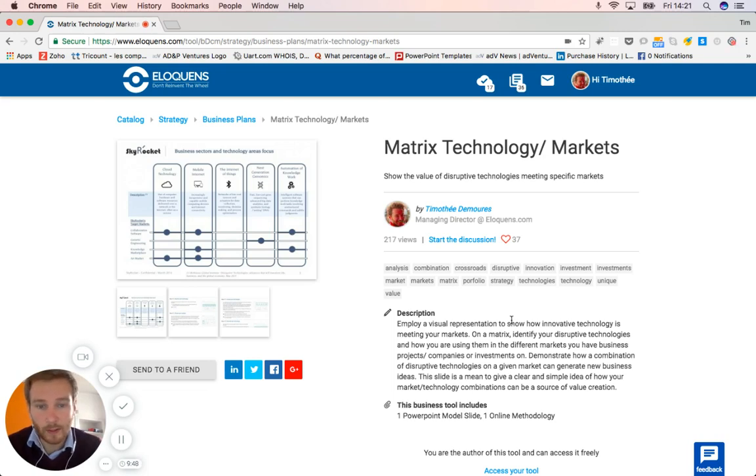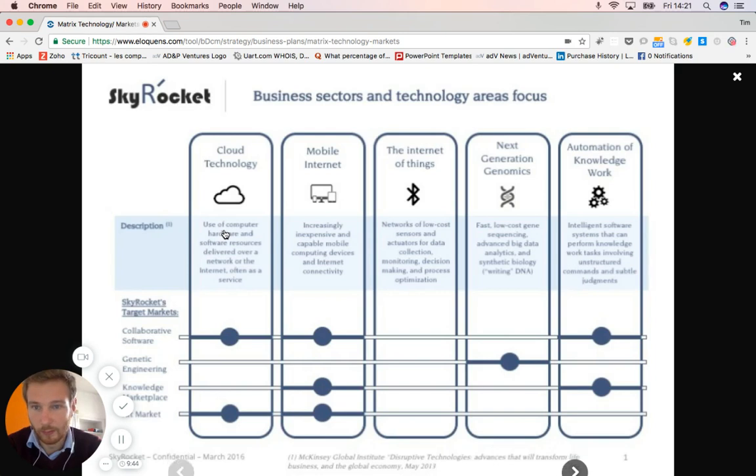So what is it? I'll open it up so that you can see the preview. It is basically a way for you to show the value of disruptive technologies meeting specific markets using this kind of two-way approach so that you can bind things together.